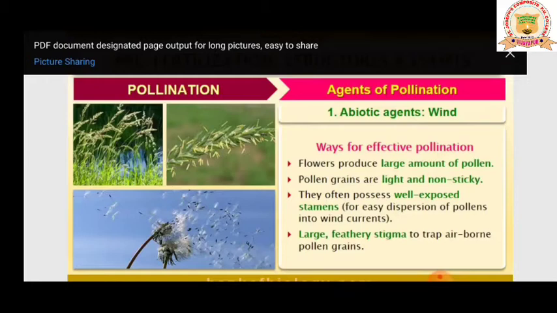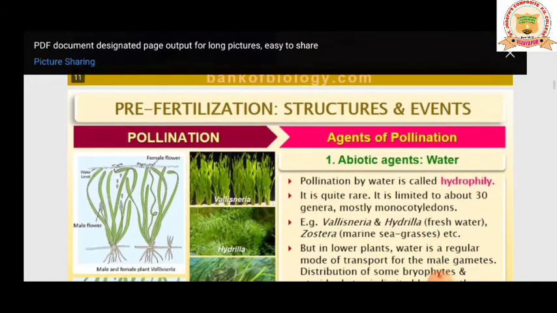Now coming to the stigma. When we spoke about the male reproductive structure, these were the characteristics of the pollen grain. Coming to the stigma, which is the female reproductive structure, it should also have certain characters so that pollination can easily occur through wind. The first character for the stigma is that it should be large in size. It should be feathery so that it can trap airborne pollen grains.